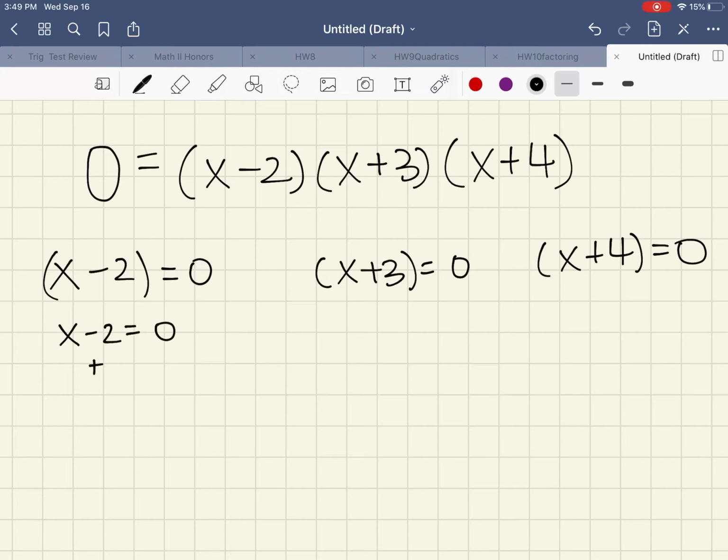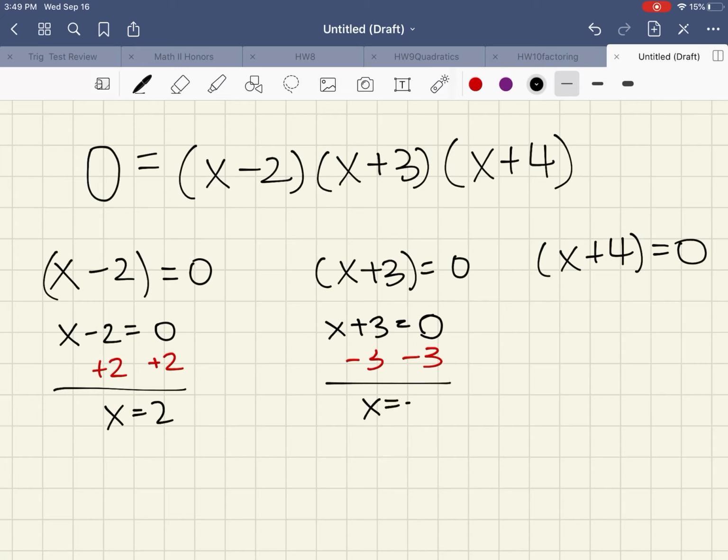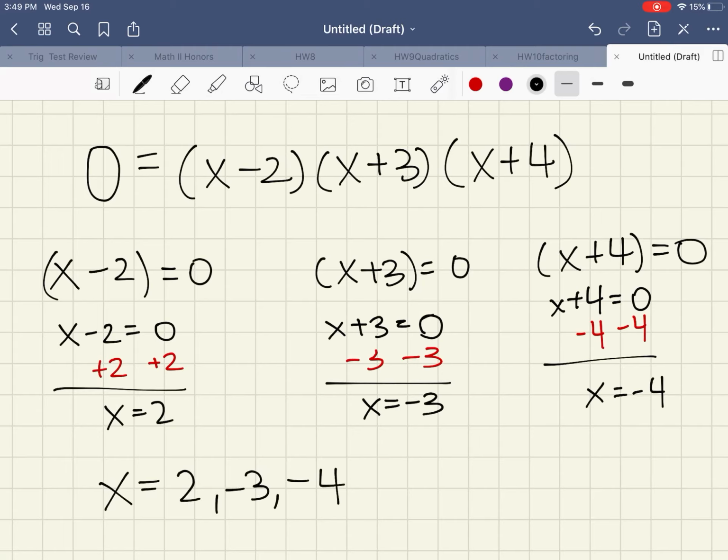If x minus 2 is equal to 0, I add 2 to both sides, and I end up with x equals positive 2. If I have x plus 3 equal to 0, I subtract 3 from both sides, and I end up with x equals -3. And here I have x plus 4 equals 0. I subtract 4 from both sides, and I end up with x equals -4. So these are called the solutions to the equation. And honestly, once you've done that, you've done it.